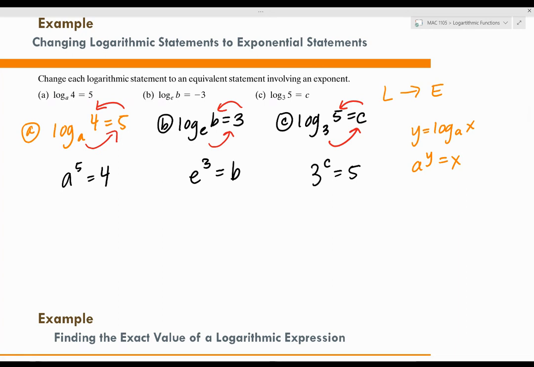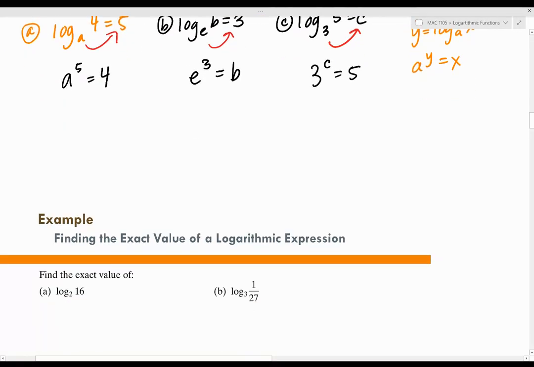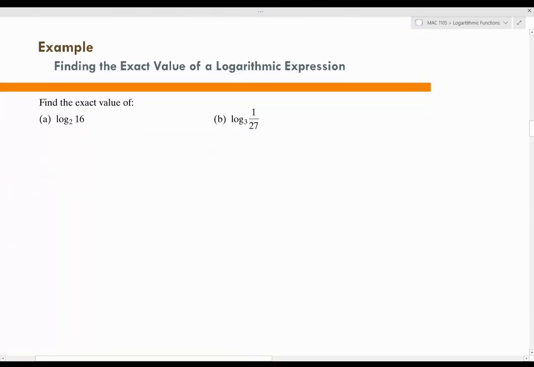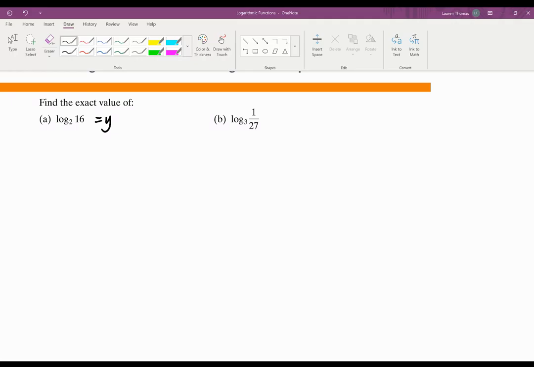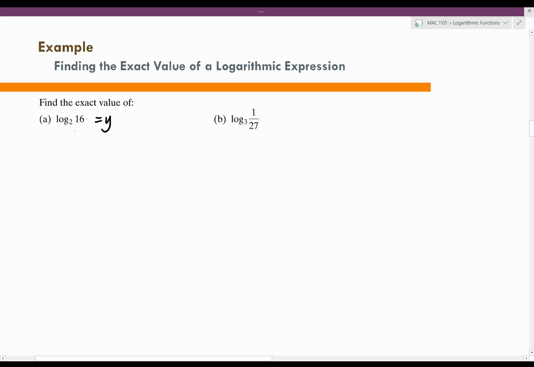All right, let's look at a different set of examples. In these examples, they want us to find the exact value of these expressions. This is one of those examples where it's easier to convert your log statements to exponential statements because we're more accustomed to solving expressions if they're written exponentially than in their log form. So to find the exact value, I'm going to say it's equal to y. I put a variable there. And now I'm going to convert this to an exponential statement.